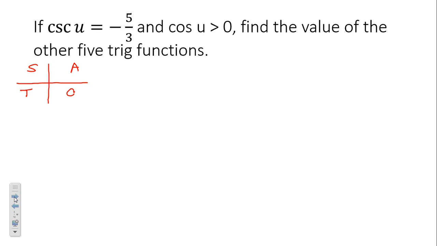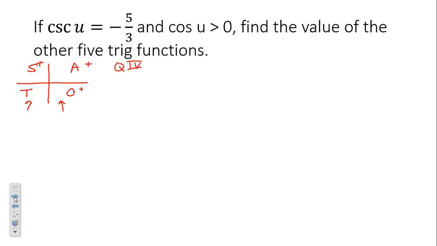Now, cosine of u is greater than 0, so cosine's positive. So where is sine negative and cosine positive in quadrants 3 or 4? In 4, because the cosine's positive. All are positive here, sine's positive here. Cosecant was negative, so we know we have to be in one of these two quadrants. But the cosine is positive here, and that's what they're looking for. So we know that we're in quadrant 4. So that's the first thing I would do every time I see one of these problems, is figure out which quadrant you need to be in.